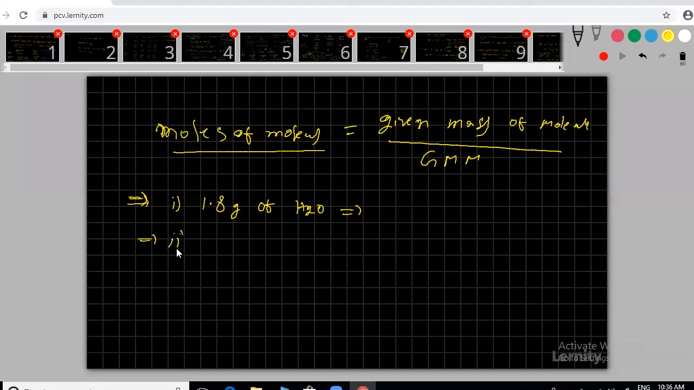The next one: 0.4 grams of NaOH. You can also create your own questions. Take any molecule, take any weight, then calculate your own. Try to create some questions. That's your homework for the next class. Not only solving, I need each formula we are giving, how to create your own questions. Try at least 5 questions. Next: 1 gram of CaCO3, calculate the number of moles.